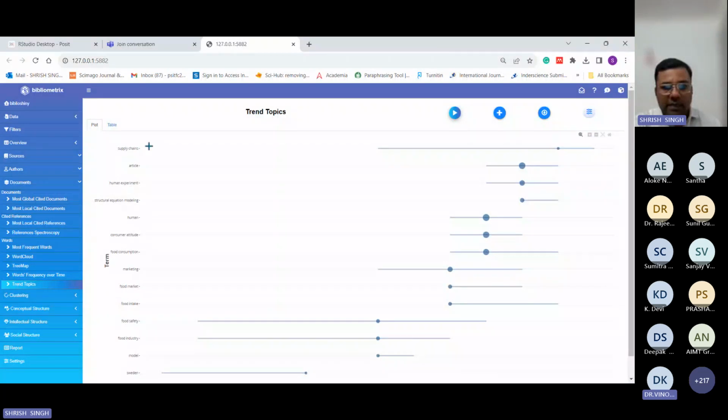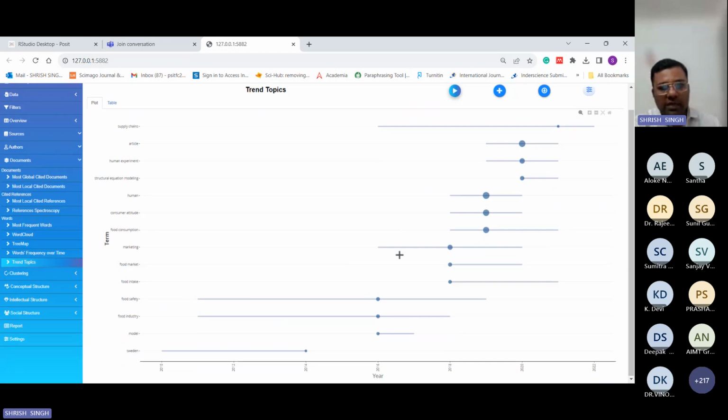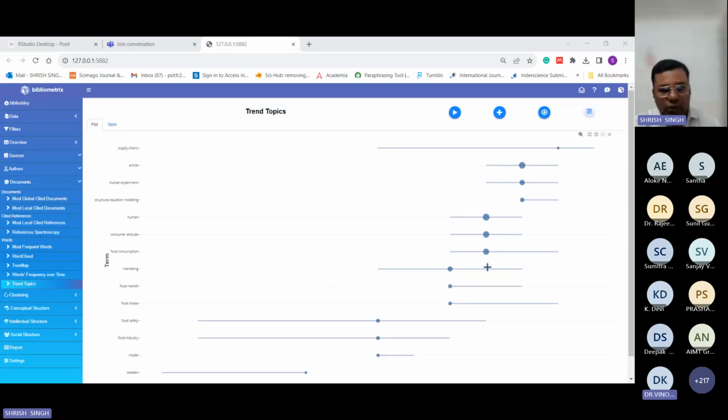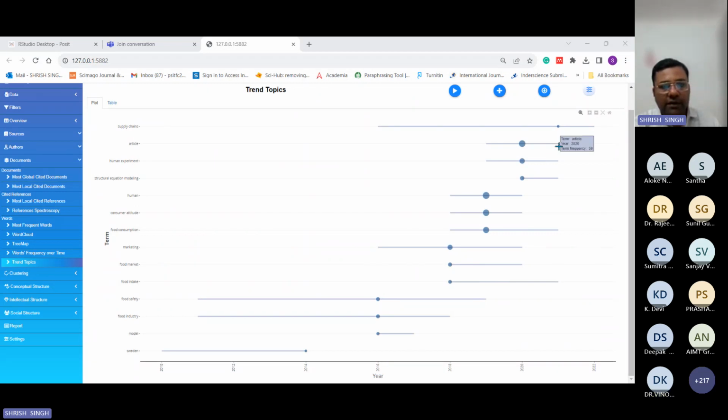So you can see that supply chain is the most trending topic, right? In terms of frequency, 5. Then in 2022, human experiment is also one of the most trending topics, and structural equation modeling, SEM, is also trending. So you can find the most trending topics. Basically, on the x-axis there are years, and on the y-axis there are terms. The terms which are being used recently are the ones in trend, right?